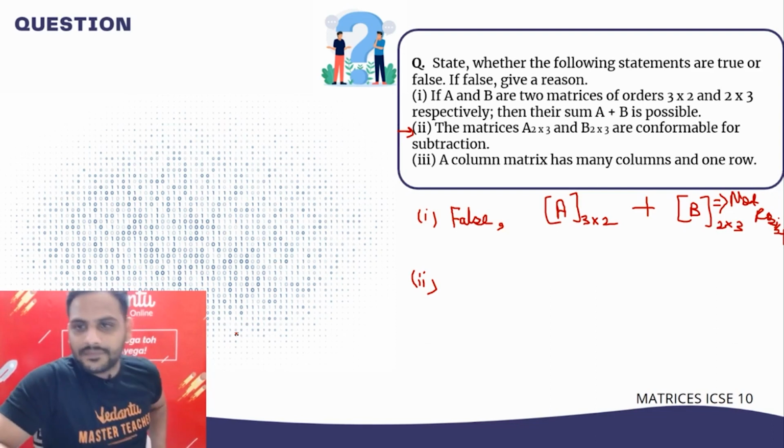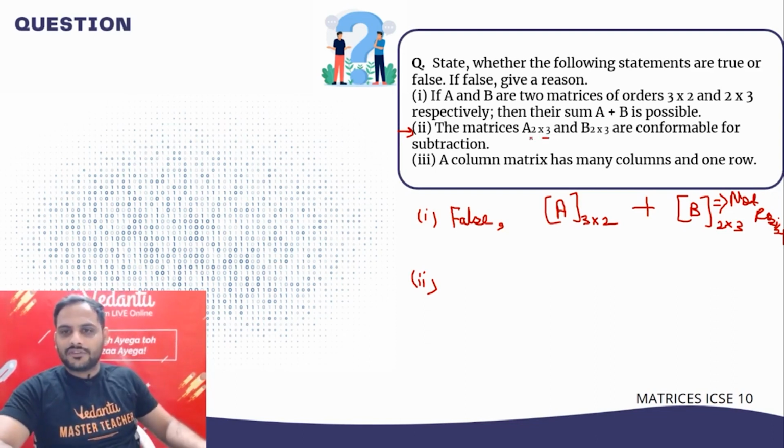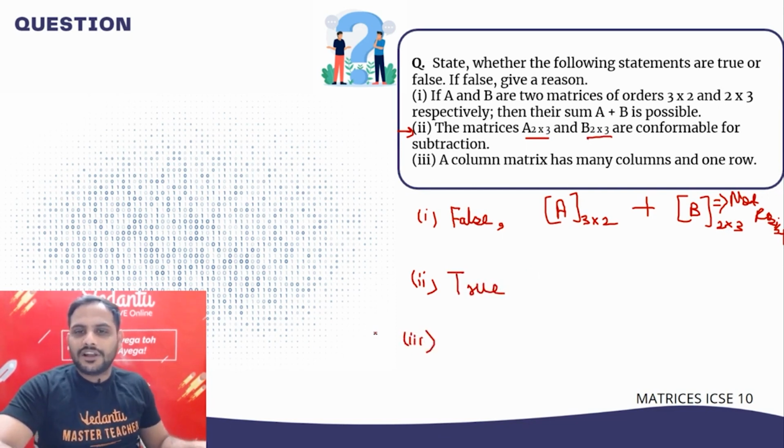Can we add them? Right? So here you can see, just focus on the order. Order is same, true. Third one, a column matrix has many columns and 1 row.